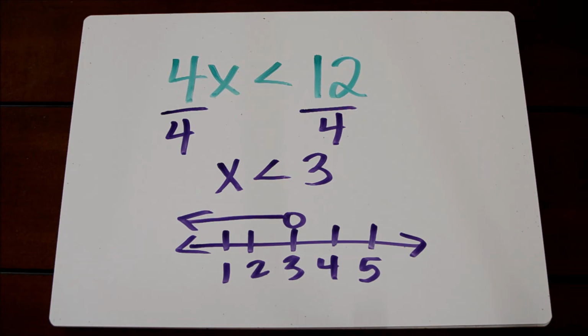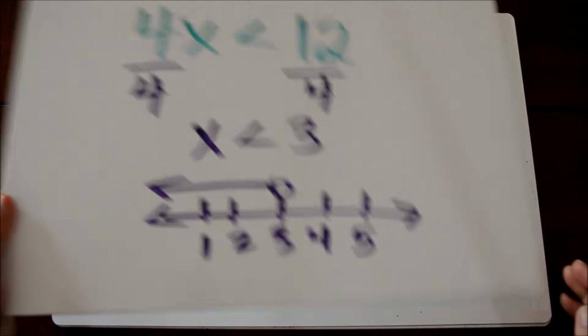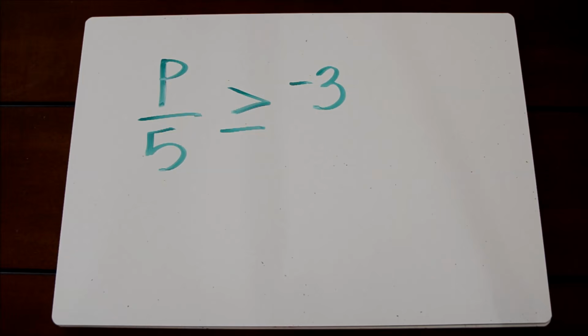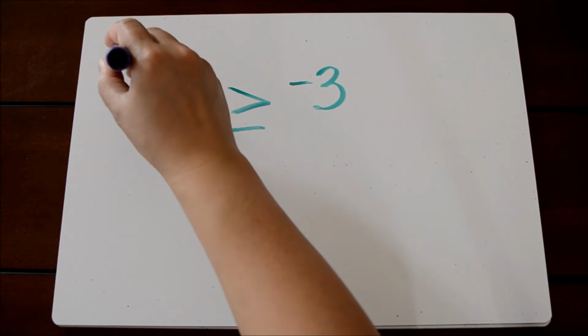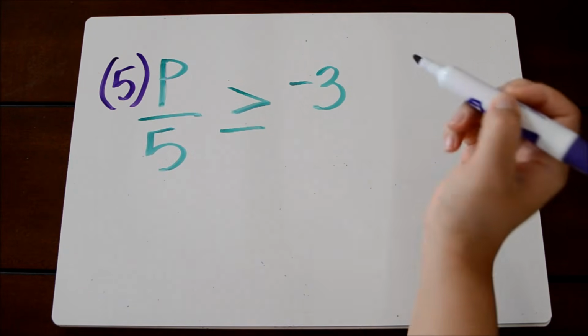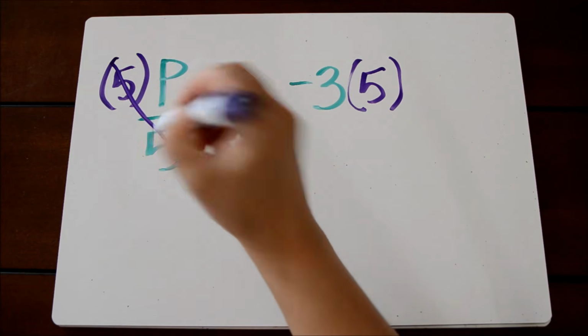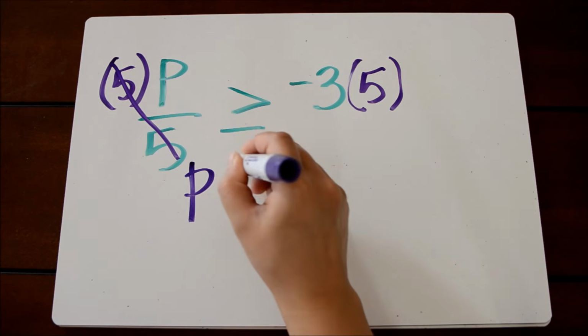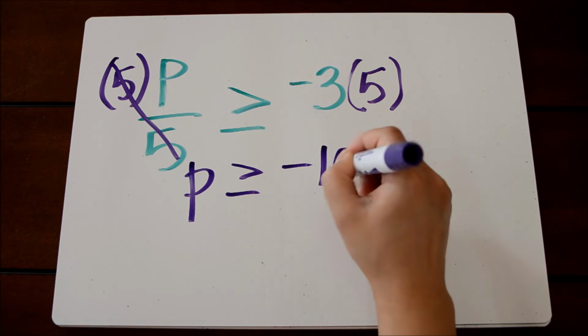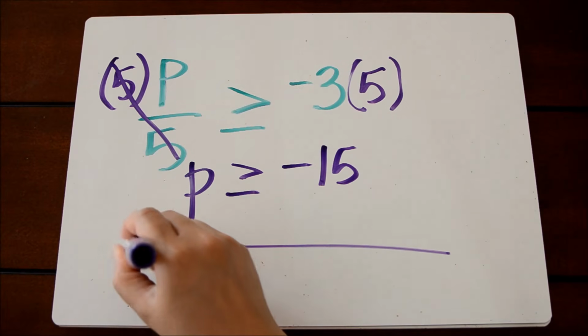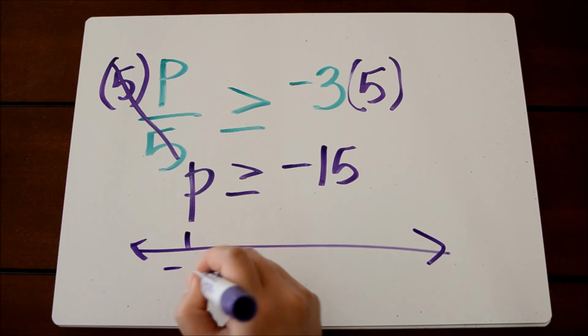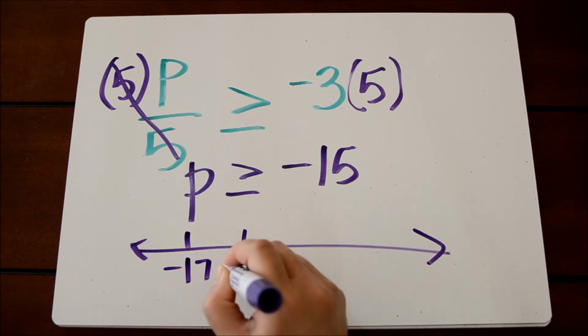Let's take a look at our final example. Our final example is going to be undoing division. To undo division, we have to apply the inverse operation, which is multiplication. So we're going to multiply this side by 5, which means we multiply this side by 5. It ones out here, and we are left with p is greater than or equal to negative 15, which means p could be negative 15, but it could also be any number bigger than negative 15.